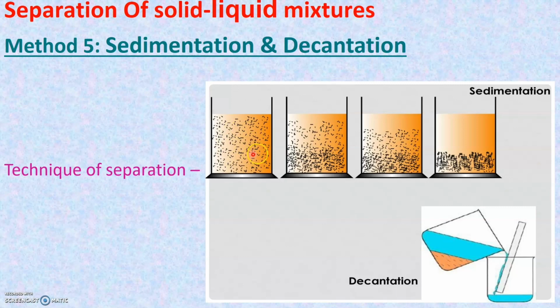Now, as this mixture is allowed to stand for some time in this beaker, all these insoluble solid particles will start settling at the bottom of this beaker, while the liquid will be collected on top of this beaker, like how you see here in this picture. So these insoluble solid particles that settle at the bottom of this beaker are called sediment, while the liquid that is collected on top of this beaker is called supernatant.